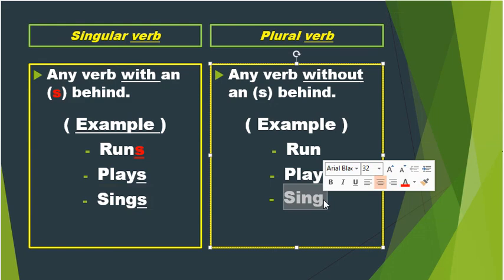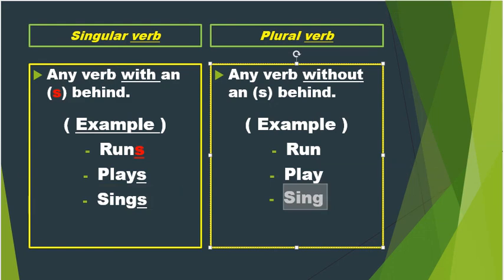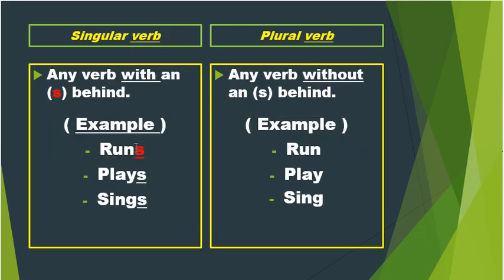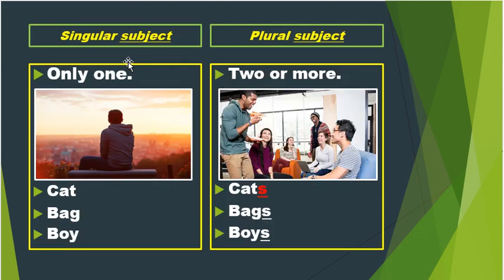So when we say singular subject, it doesn't have an s. But when we say singular verb, it has an s. So the verb singular has an s, but the subject singular doesn't have an s. So don't forget, class. And when we say plural subject, it has an s.